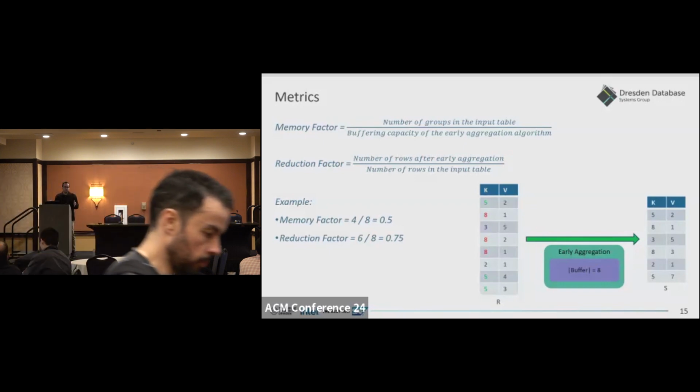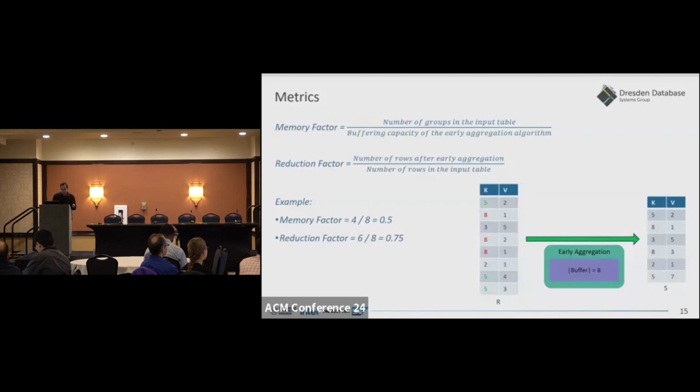And so the smaller this number is, it means that basically the early aggregation algorithm has a better capacity to hold the table inside, to absorb more and more rows. Then I have reduction factor, and that is basically the performance of the early aggregation algorithm. So that's how many rows you get at the output, so the number of rows in table S divided by how many rows you get at the input, right? And so the smaller that number is, the higher quality early aggregation algorithm you have.